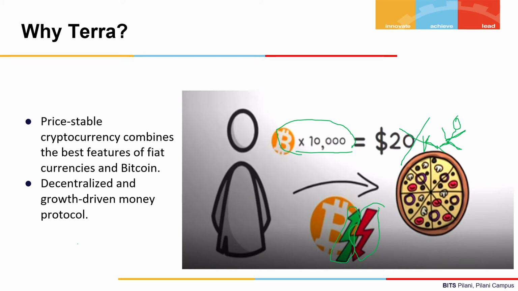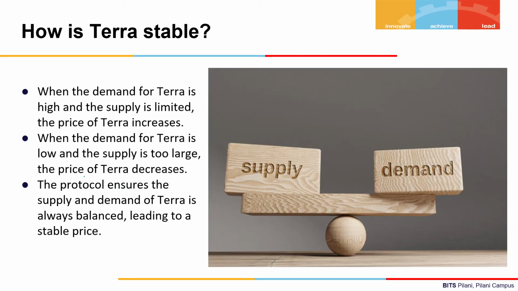So this volatile nature of Bitcoin is something investors don't actually prefer. And that's where Terra comes in. So Terra brings in the best of two worlds. It combines the best of the fiat currency, by bringing a stable price, along with the blockchain plus points of a decentralized economy. So, how exactly is Terra stable? I mean, what fundamental policy is it based on?